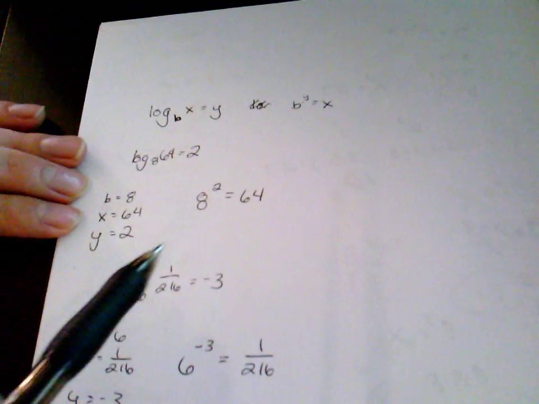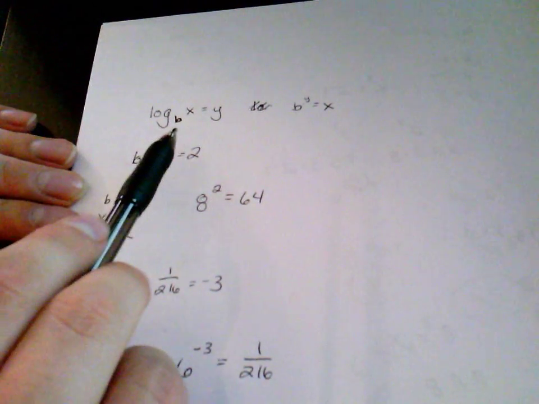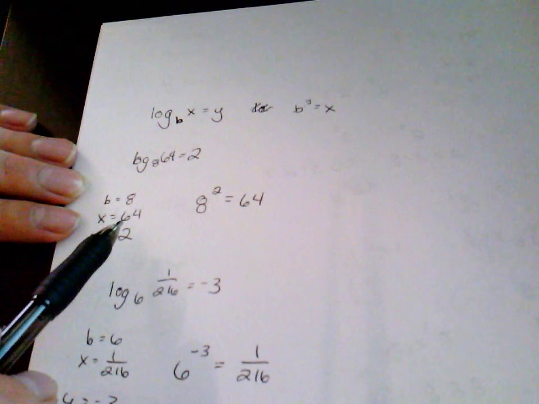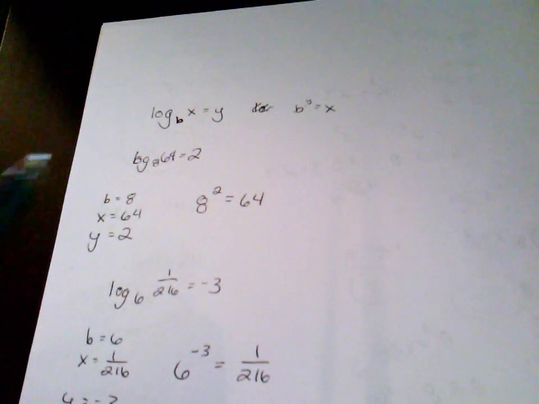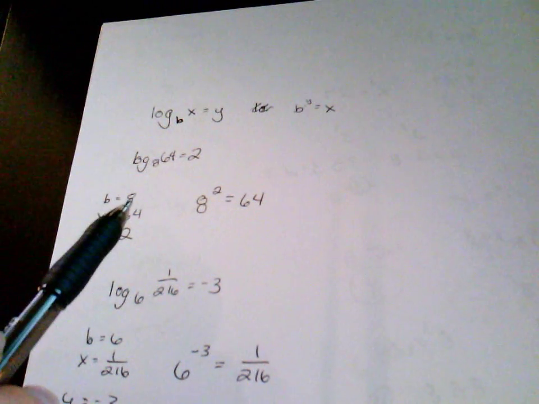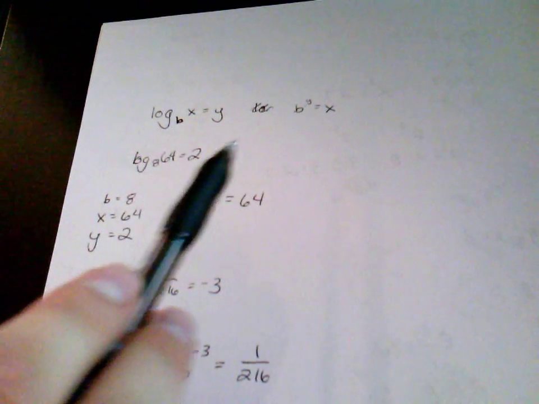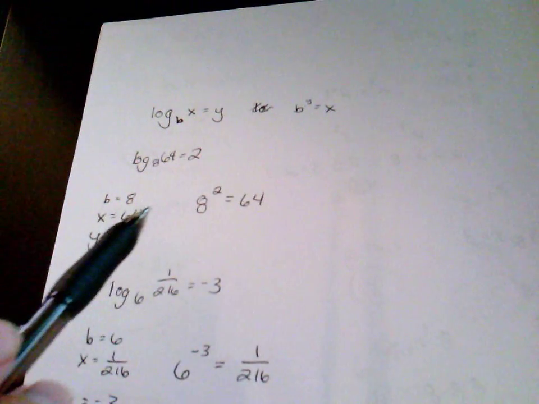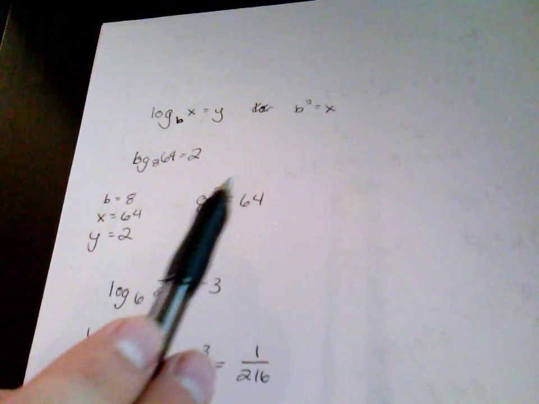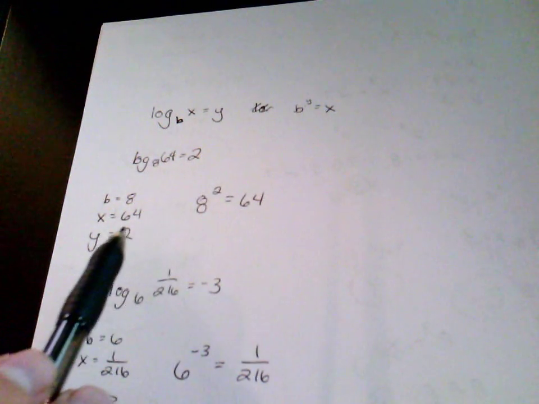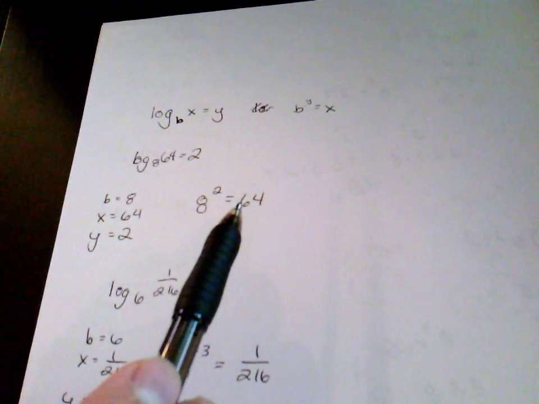Now, the first one, we realize that the b is 8, because b is in the same spot, the x is 64, and the y is 2. So we have b, the x, and the y. Alright? So all you have to do is take the b, right there, put it right there, where the b would be on the exponent, take the y, put it for the b is the base, we'd put the y where the exponent's at, right there with the 2, and set it equal to 64.